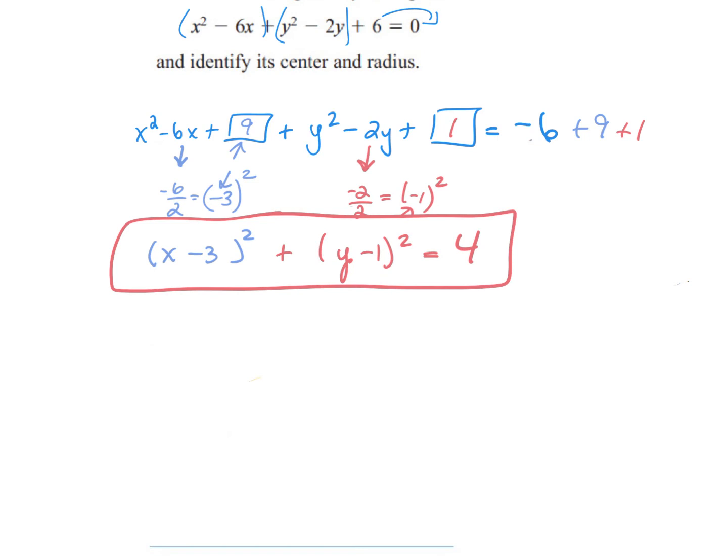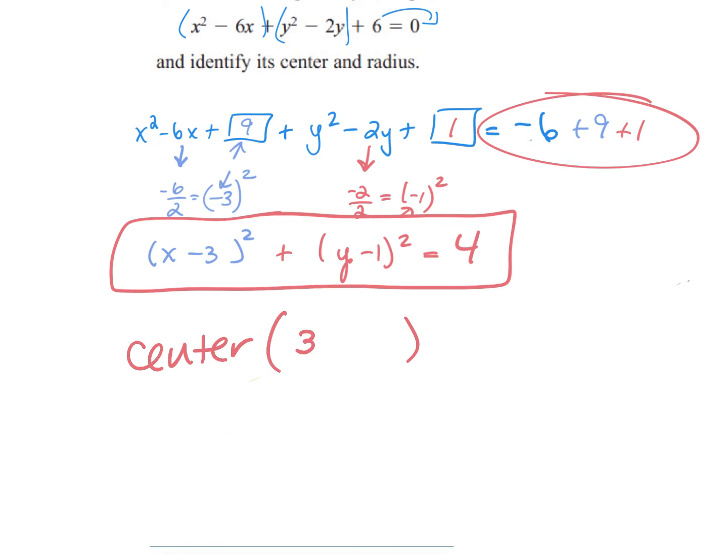But what is the center of the circle? Negative 6 and 9 is 3 plus 1. What's my center? 3, 1. Good. And what's my radius? Which is? Perfect. Good.